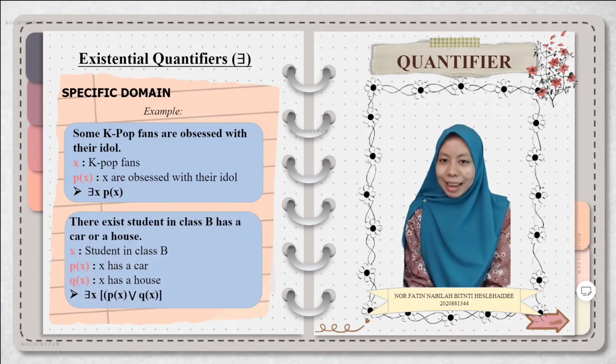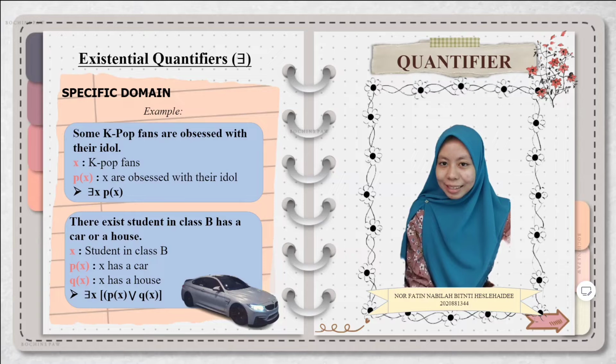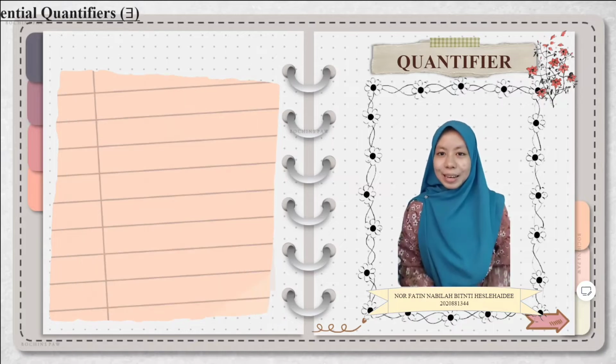Look at the next example. There is a student in class B who has a car or a house, so our domain x is students in class B. Meanwhile, our P(x) is x has a car, and our Q(x) is x has a house. So look at the answer.